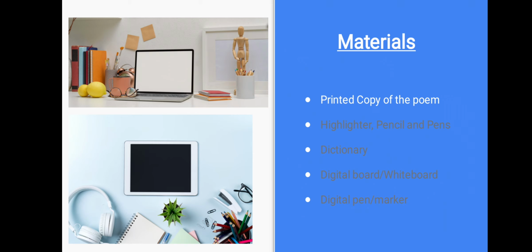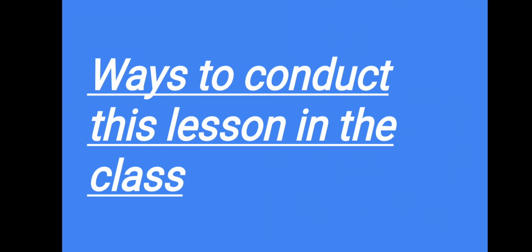Now, we will require some materials in the offline or online setup. Let's talk about the offline setup. So, first of all, we will be requiring the printed copy of the poem along with highlighter, pencil, and pens, followed by dictionary and, most important, a digital board or whiteboard if you have one in your classes, along with a digital pen and the marker.